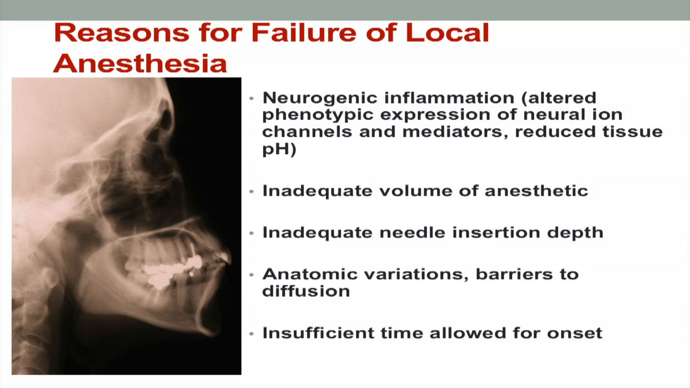There are several reasons for failures of local anesthesia, including neurogenic inflammation, in which there is altered phenotypic expression of neural ion channels and mediators and reduced tissue pH, inadequate volume of anesthetic deposited by the operator, inadequate needle insertion depth, again the fault of the operator, anatomic variations, which may consist of barriers to diffusion of the local anesthetics, and finally, and we're going to talk about this in some detail, insufficient time allowed for the onset of local anesthesia.